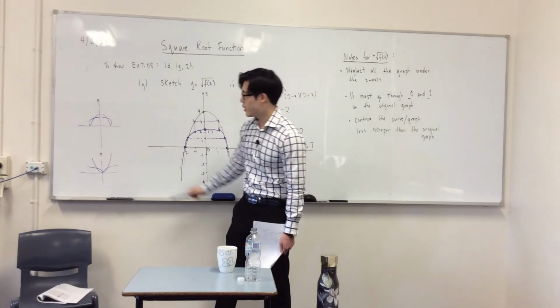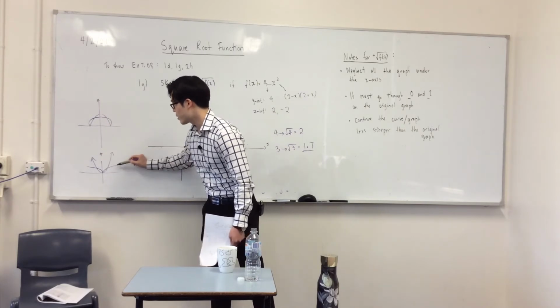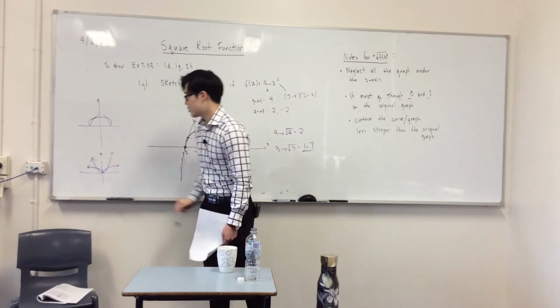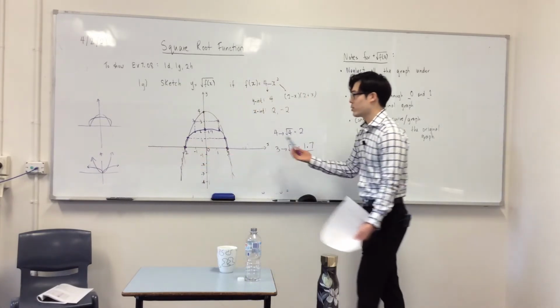When you square root a number or graph that goes infinitely up, it will just go infinitely up, less steeply than the original graph. So that's the difference. That's what I wanted to show you.